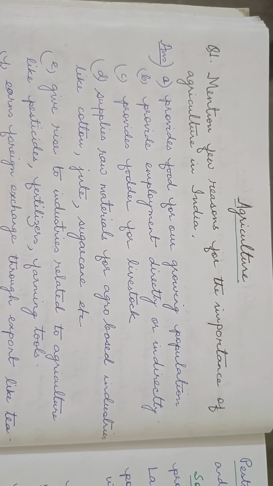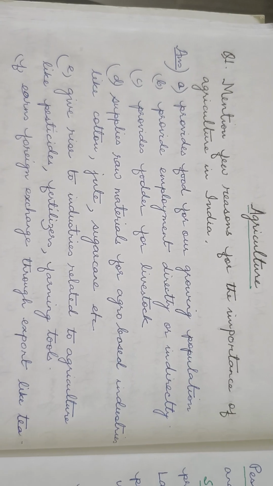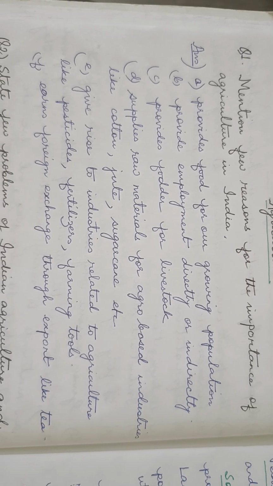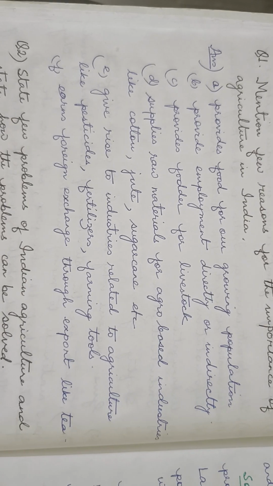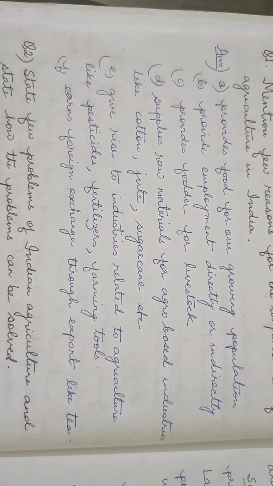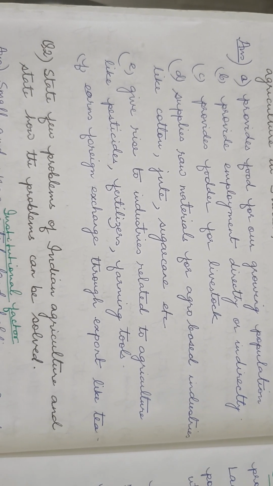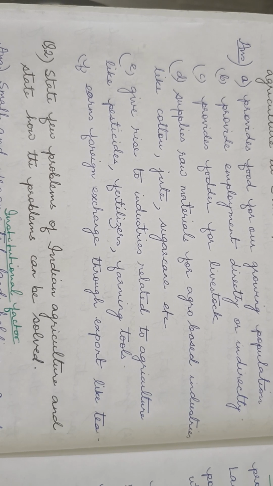First, it provides food for our growing population. Second, it provides employment directly or indirectly. Third, it provides fodder for livestock. Fourth, it supplies raw materials for agro-based industries like cotton, jute, sugarcane, etc. Fifth, it gives rise to industries related to agriculture like pesticides, fertilizers, farming tools. And sixth, it earns foreign exchange through exports like tea.